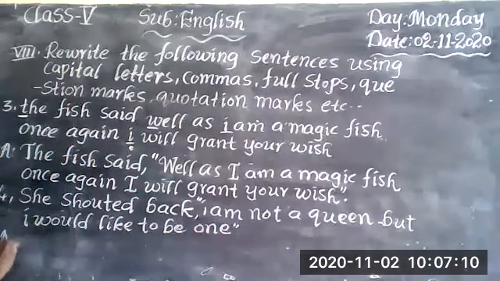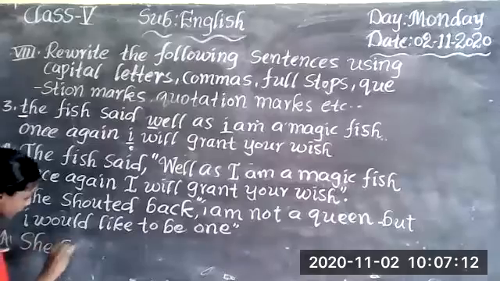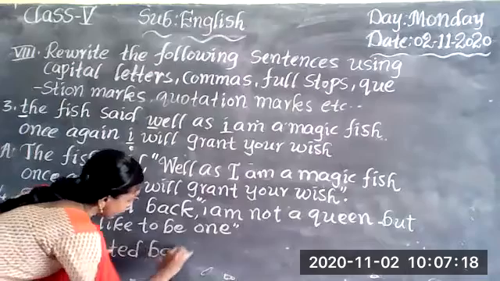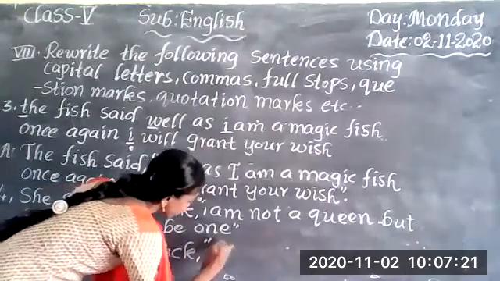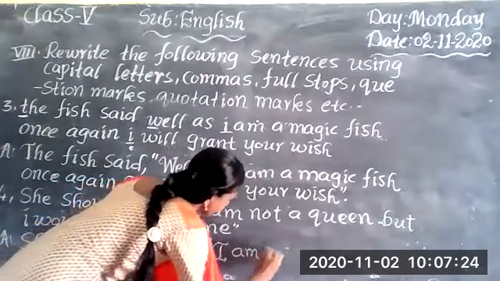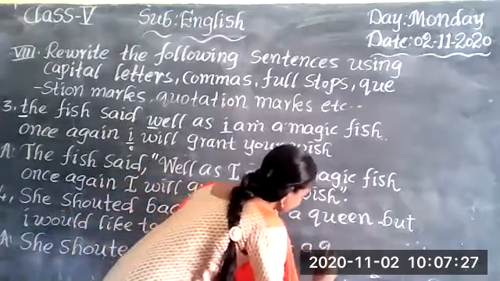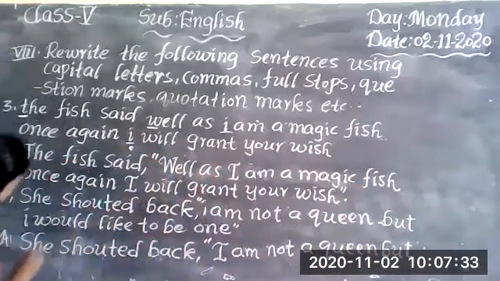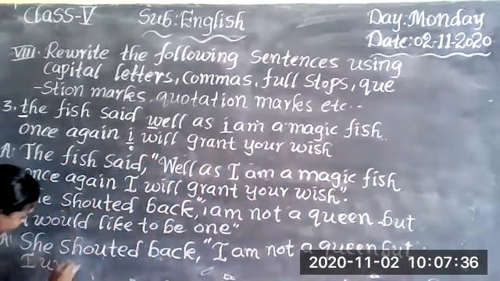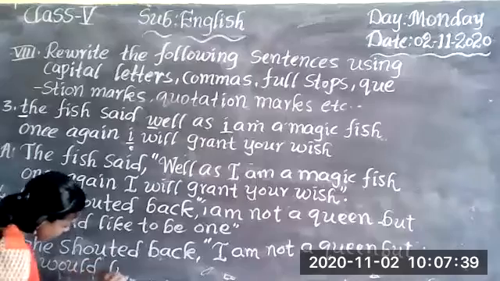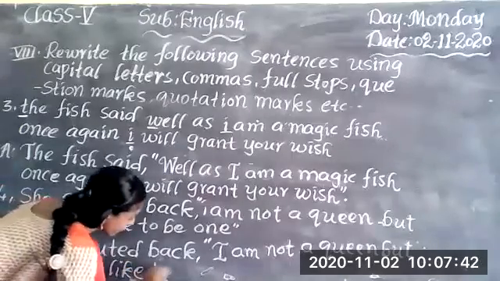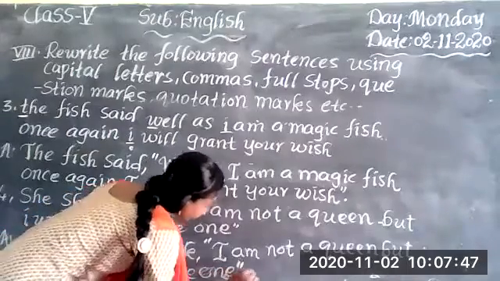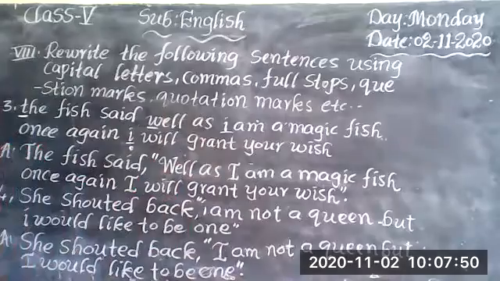Okay, minute. She shouted back. So after that, we have to put a comma and start a quotation mark. I capital, I am not a queen, but I capital would like to be one. So we have to close this quotation mark and put a full stop. Write it. Make it fast. Time is over.